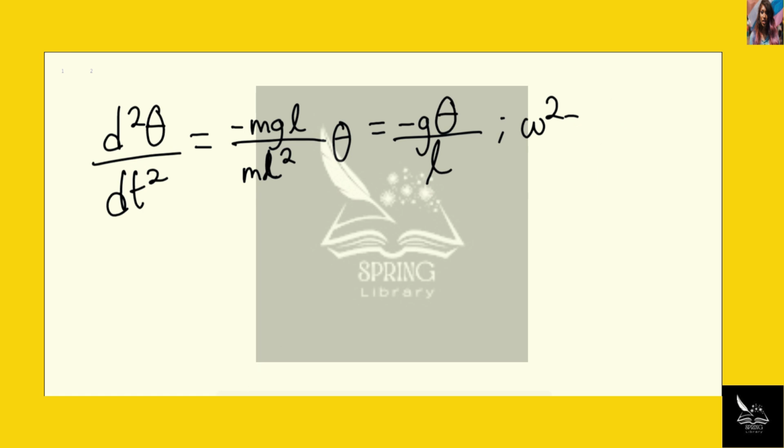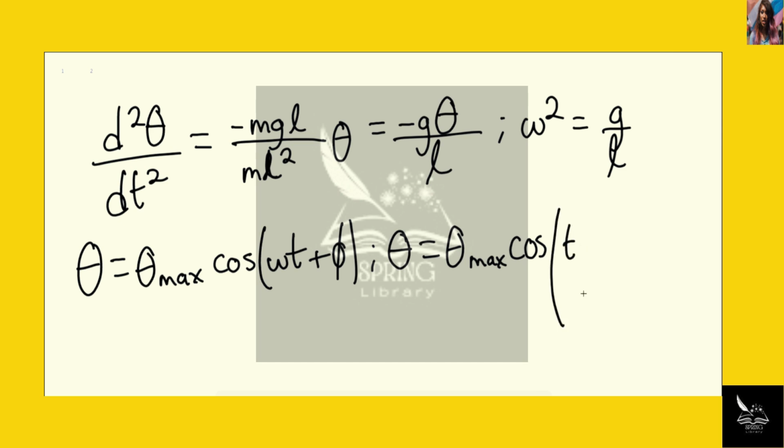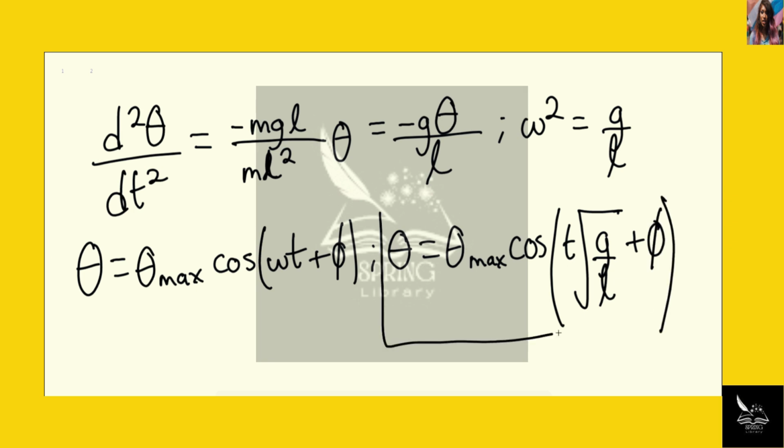So given that this models simple harmonic motion, we can use equation 14.4 and say that theta equals theta max times cosine of omega t plus phi, the phase constant. And so theta will equal theta max times cosine of t times the square root of g over L plus the phase constant. And so this would be our final answer.